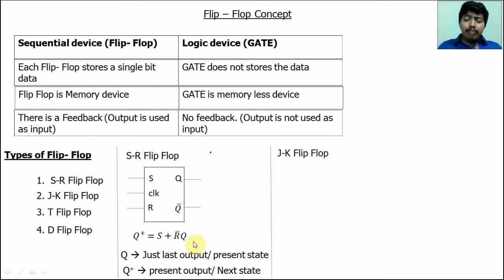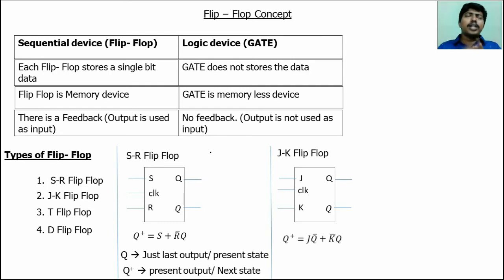For the JK flip-flop, the symbol is J and K. The equation is like an XOR gate. Like an XOR gate, Q plus is equal to J Q bar plus K bar Q. What will be the XOR gate output? Y is equal to A B bar plus A bar B. Similarly, here Q plus is equal to J Q bar plus K bar Q. You should know this formula at any time.